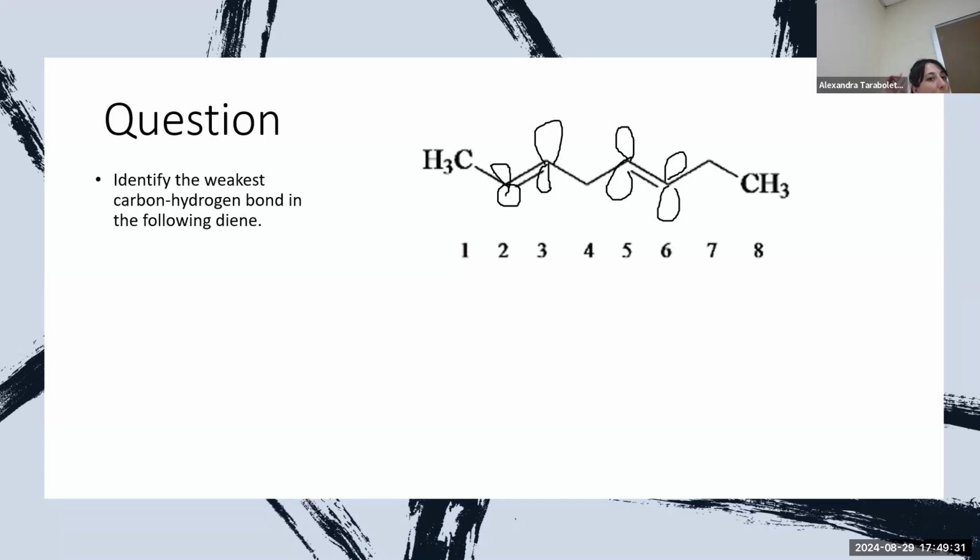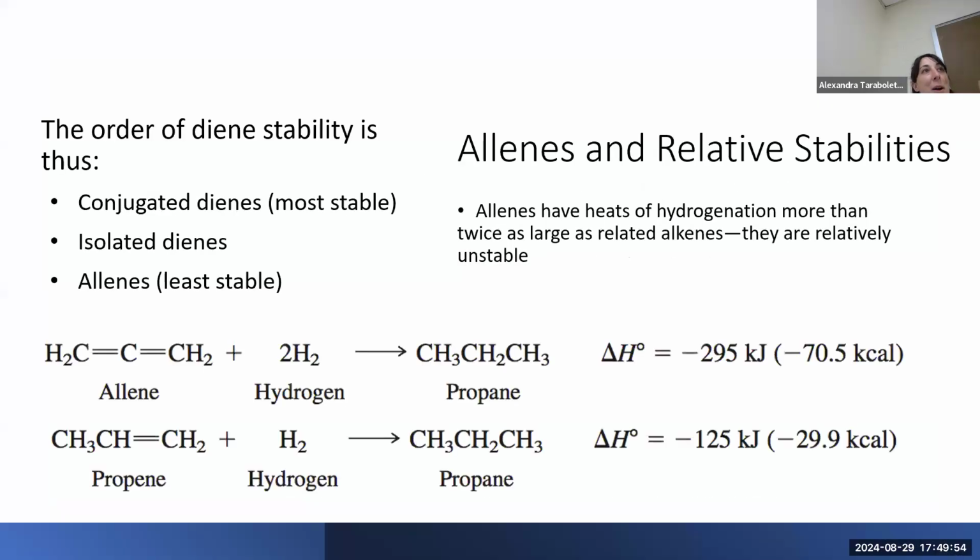So the weakest carbon-hydrogen bond, meaning the best place to pluck off a hydrogen, is at carbon number 4, because it would have resonance, it would have conjugation, and it would be the most stable if you happen to do it at that spot. None of them are going to be that stable, but that would be the most stable, which is why it's going to be more likely.